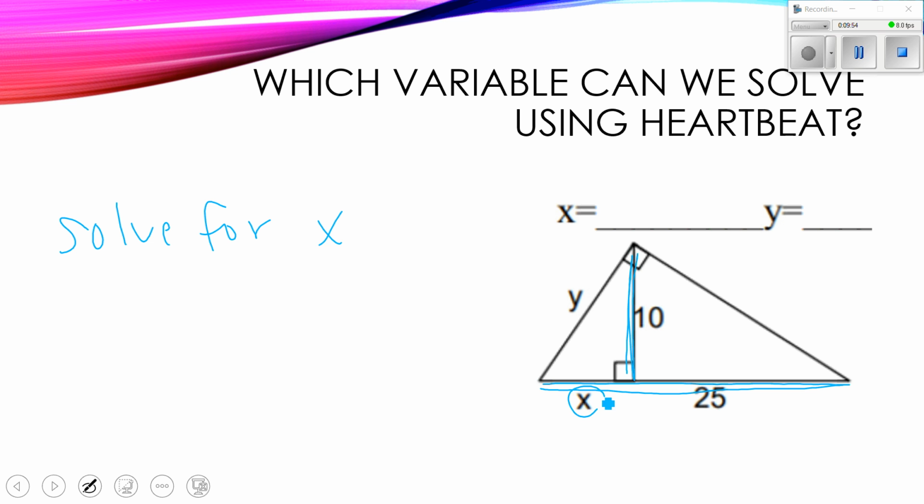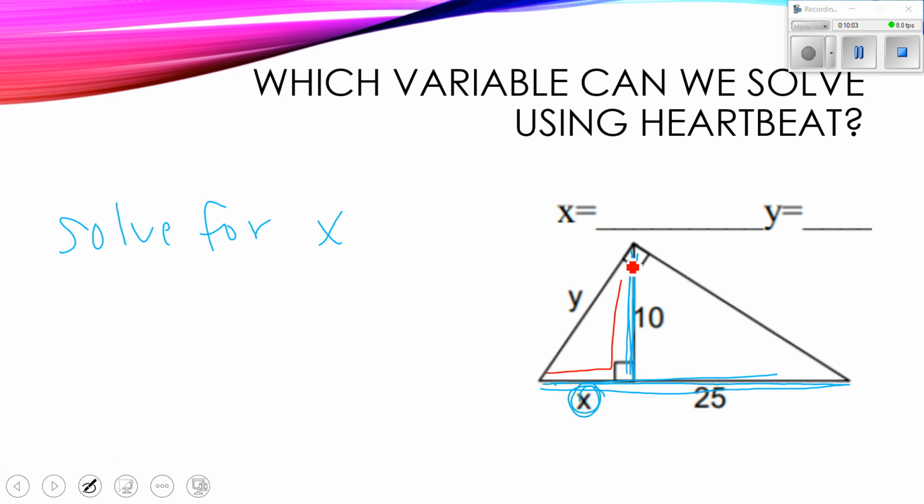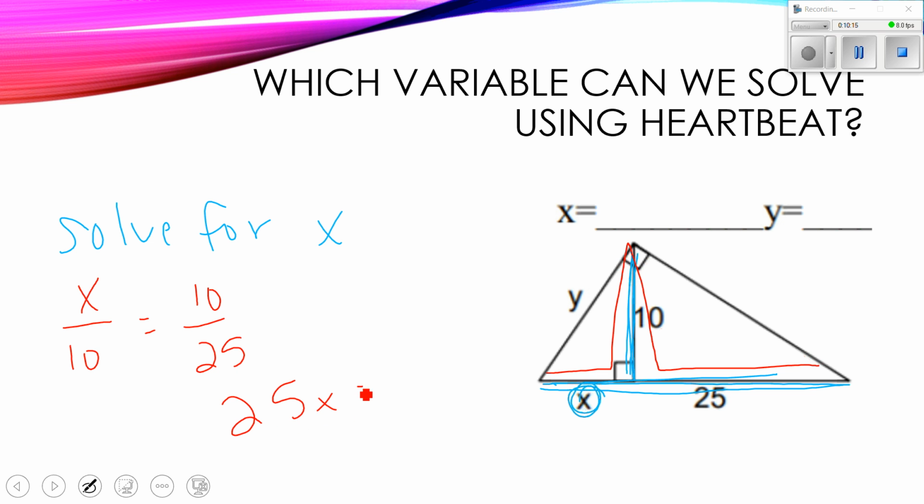Even though x is on the hypotenuse and not on the altitude, it is still part of that heartbeat shape. So when we set it up, we would draw our heartbeat like that, and it would be x, and then we go up 10, and then we go down 10, then we go over 25. We could say 25x equals 100, or x equals 4. So x doesn't necessarily have to be on the altitude. It can be on the hypotenuse, but making sure, again, it follows that heartbeat shape.